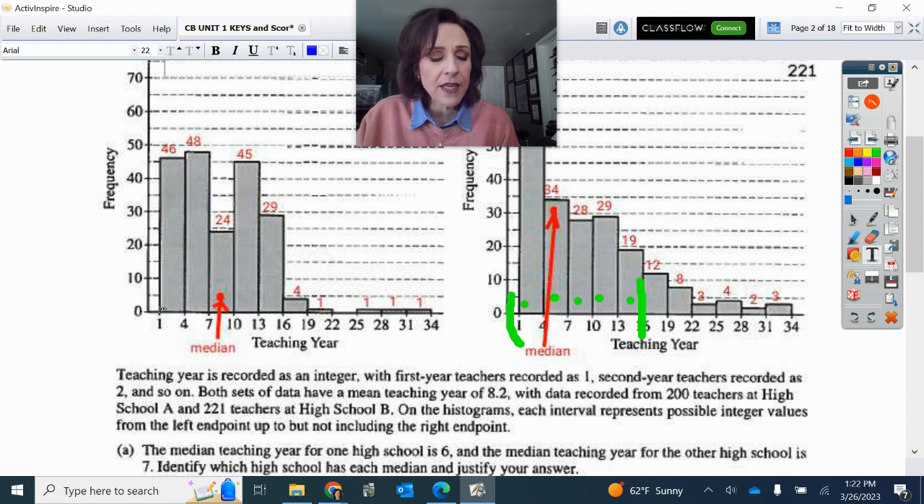So for example, over here on high school A, 1, 2, and 3 would be the years included in this first bar. Teachers that worked 4 years would start in this second bar, okay? And so that's typically how that's done.